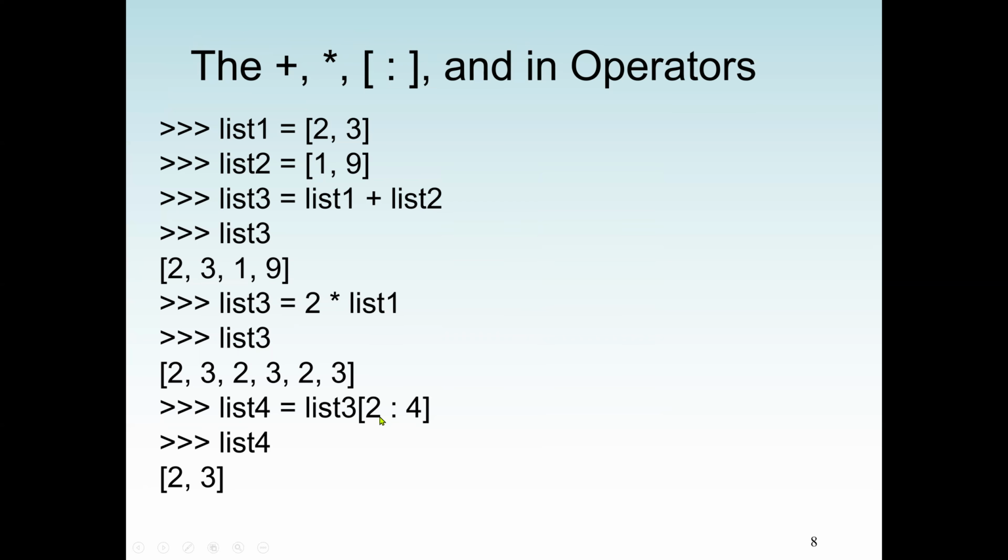Which means, remember the index always starts from 0. So the index 2 to 4, but it will go again 1 less. So when we look at list 3, we have 2, 3, 2, 3, 2, 3, which is 0, 1, 2, 3, 4, and 5.